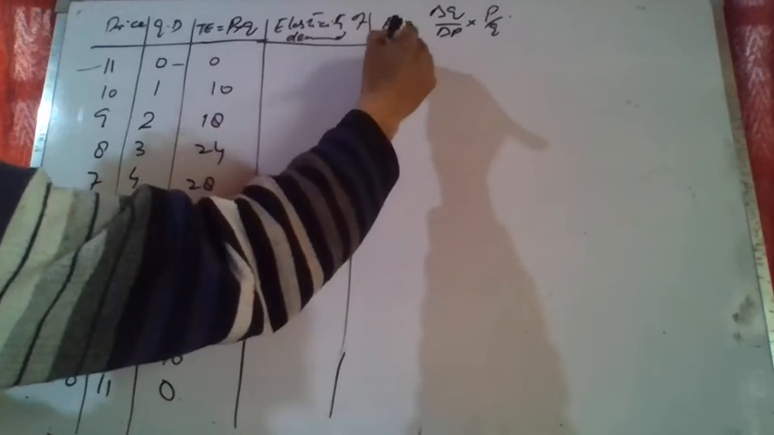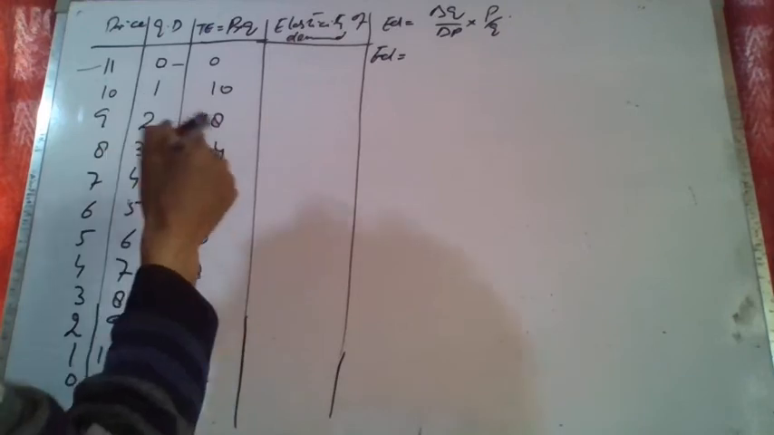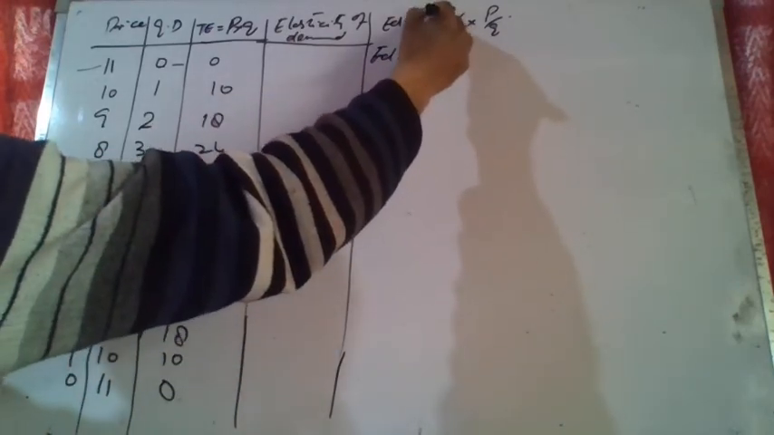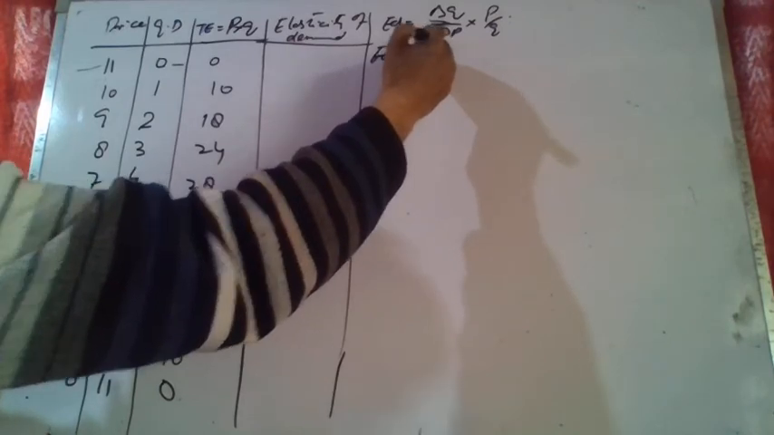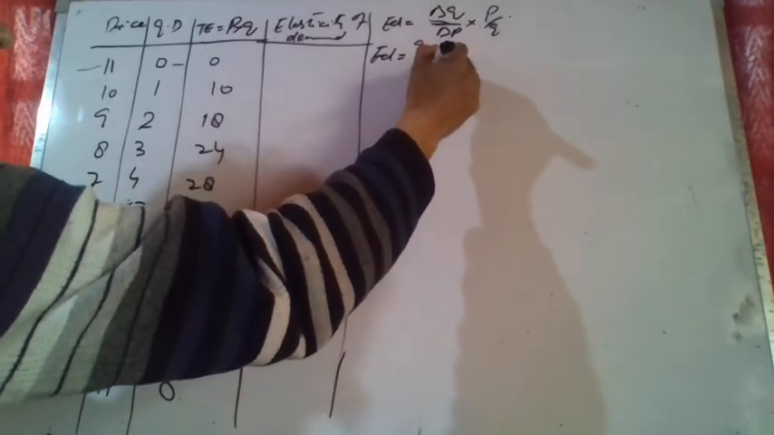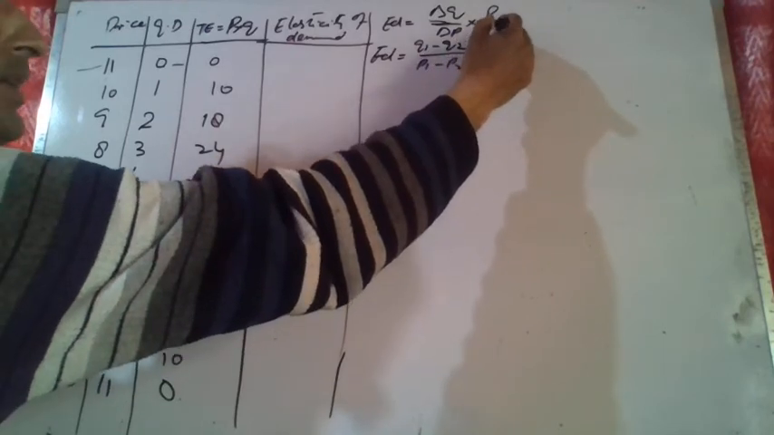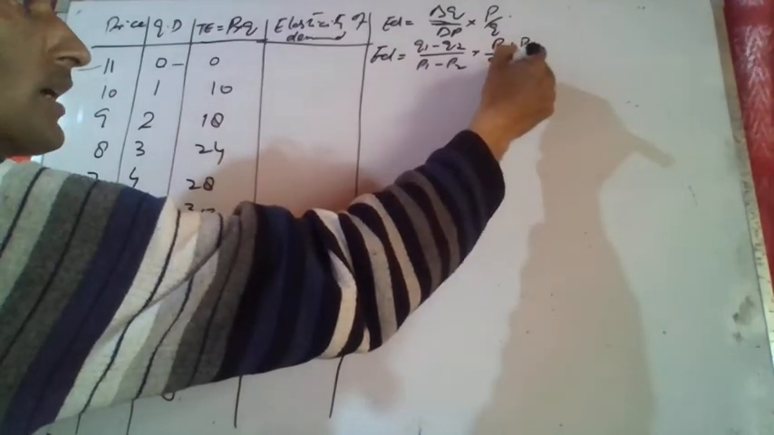So for avoiding that confusion, we use this formula: delta Q is Q1 minus Q2, divided by delta P, which is P1 minus P2, into P upon Q, which is P1 plus P2 divided by Q1 plus Q2. This is the average of price and the average of quantity. Let us see the elasticity of demand according to this formula.